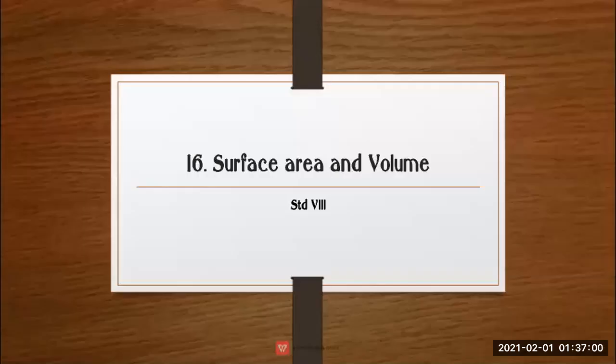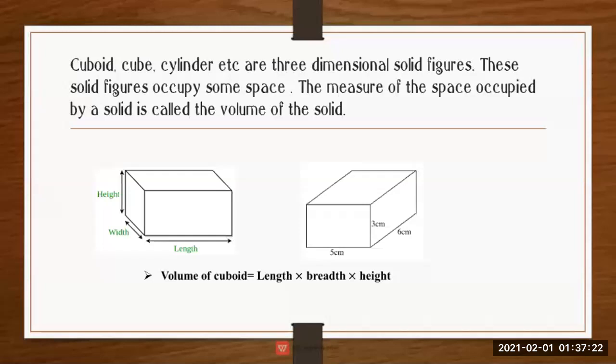Good afternoon, everyone. Today we are going to start with a new chapter, chapter number 16, Surface Area and Volume. In this chapter, we are going to learn many formulas based on the cylinder, cone, and total surface area. All things are based on this chapter. So first of all, we will see that a cuboid, cube, cylinder, etc.